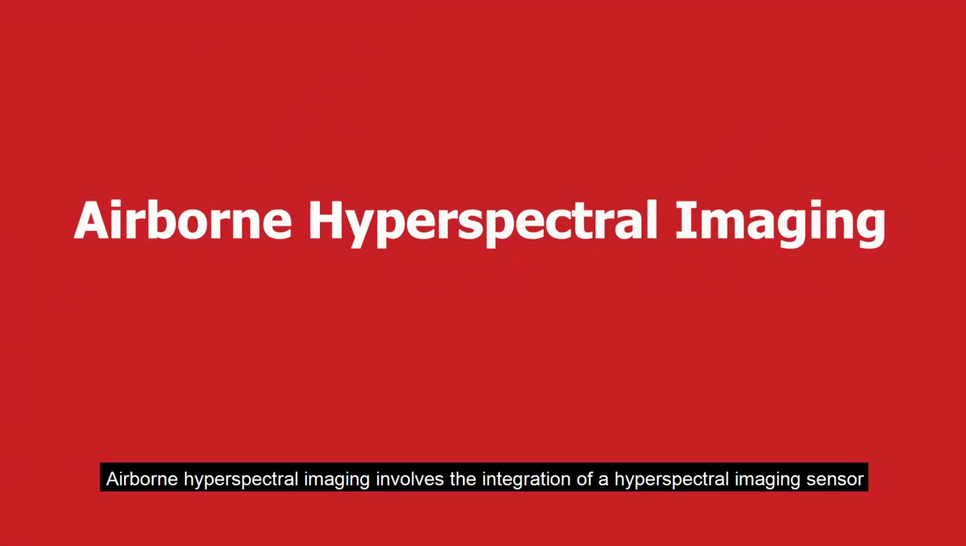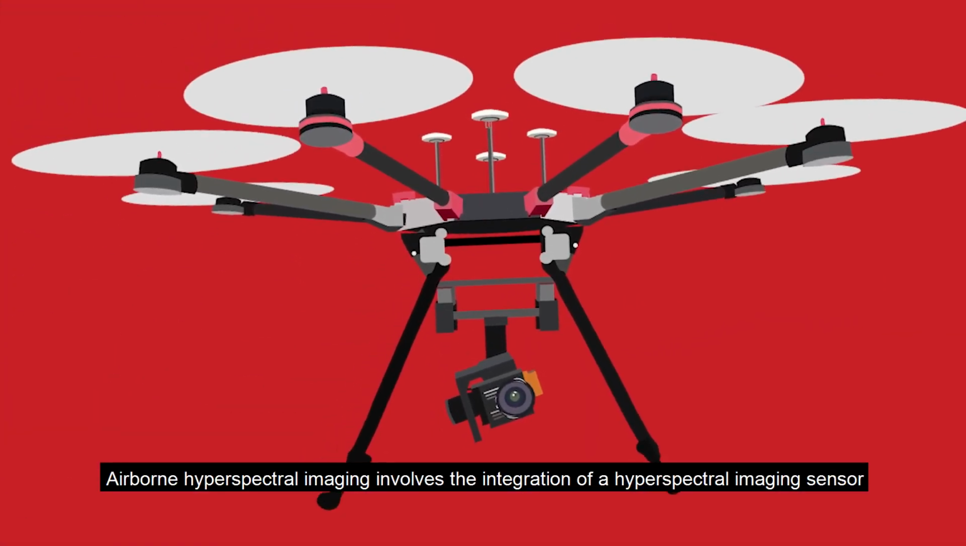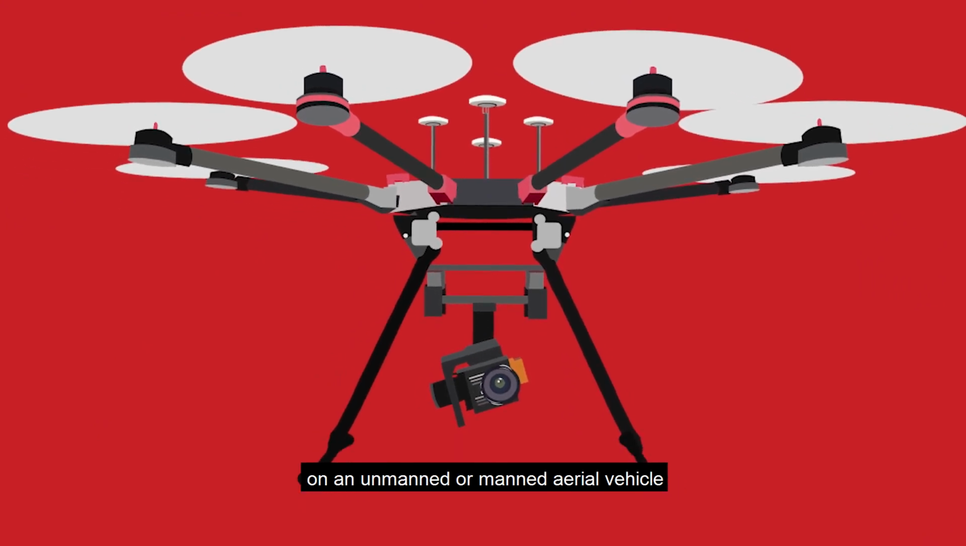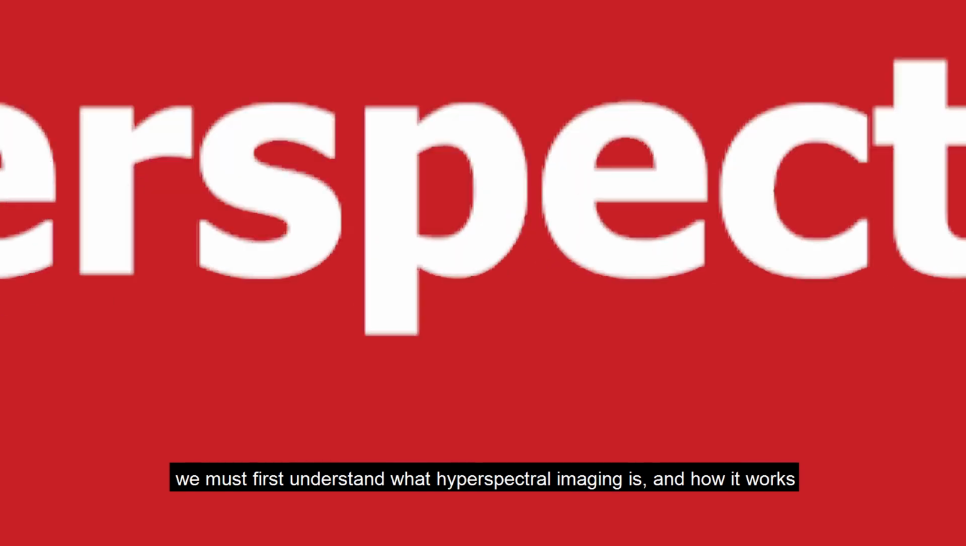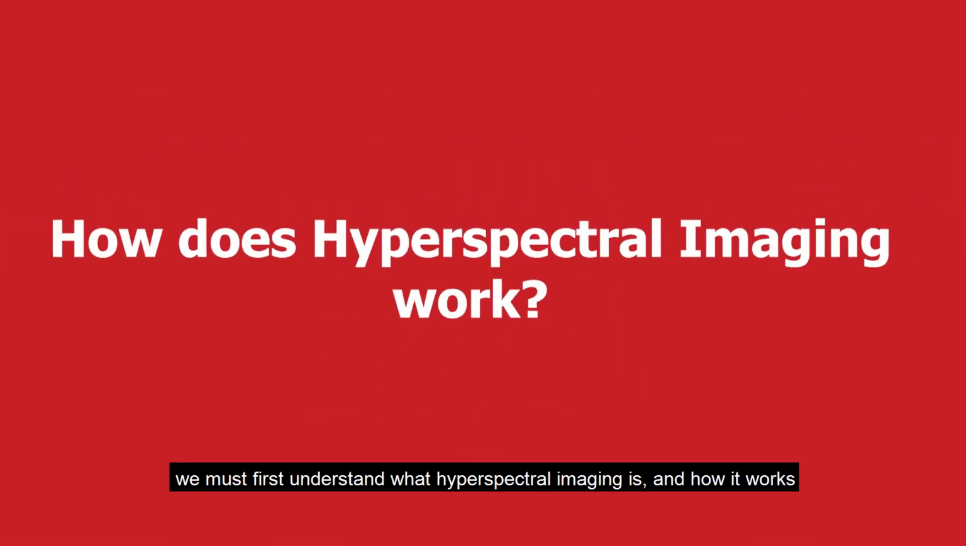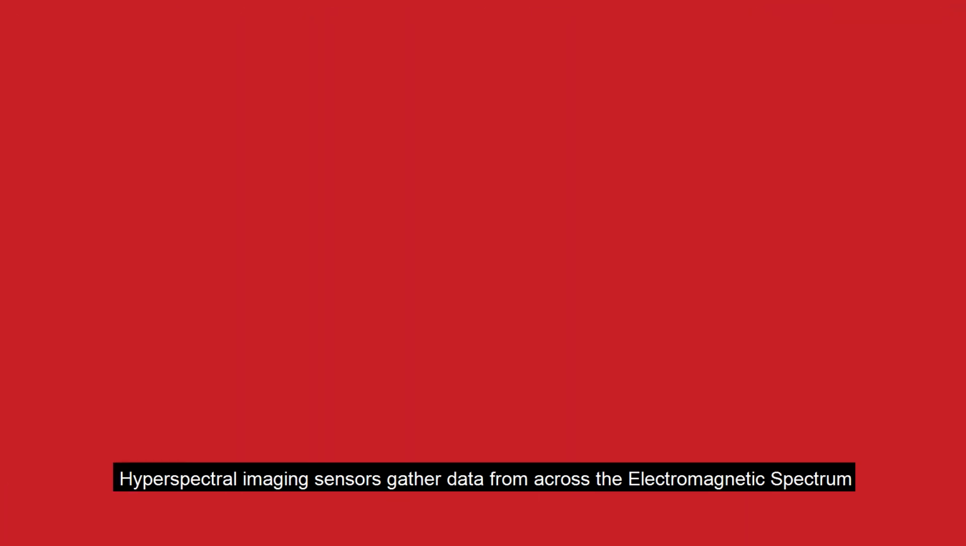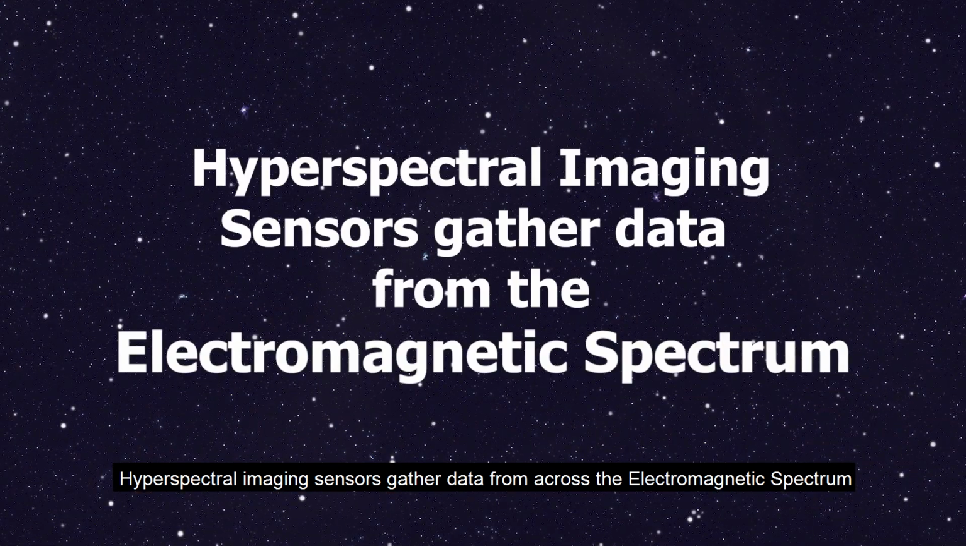Airborne hyperspectral imaging involves the integration of a hyperspectral imaging sensor on an unmanned or manned aerial vehicle. To appreciate the significance of airborne hyperspectral imaging, we must first understand what hyperspectral imaging is and how it works. Hyperspectral imaging sensors gather data from across the electromagnetic spectrum.